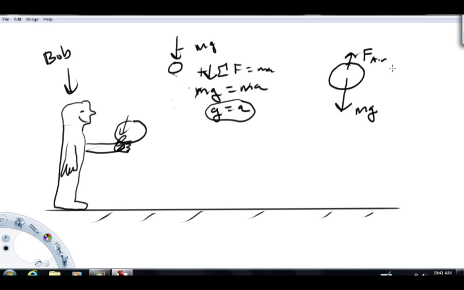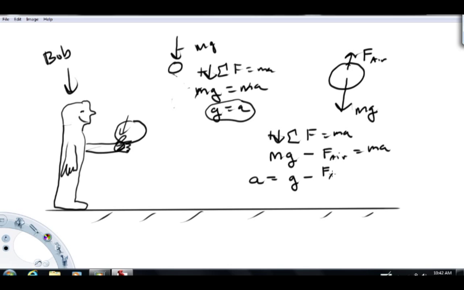So if I apply Newton's second law to the ball now, the sum of all forces equals ma, and again, identify the acceleration direction, call that positive. The net force acting on this ball is going to be mg minus that air drag force, right? And that equals ma. Now, when I solve for the acceleration of the ball, we're going to get g minus that air drag force over m. So the acceleration is no longer going to be equal to g.